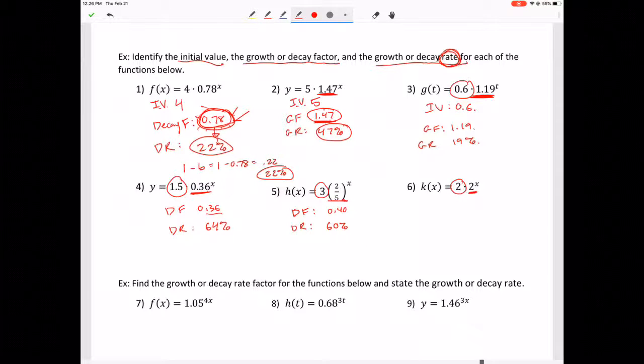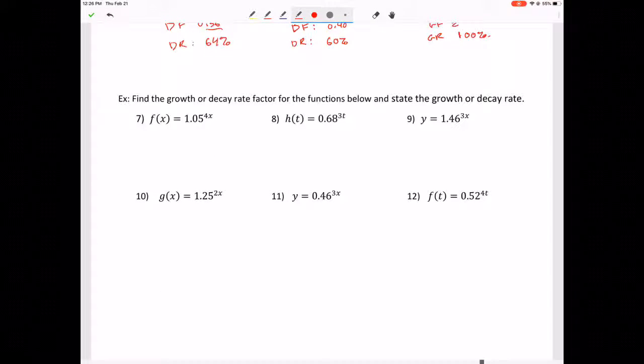Here we have growth. Growth factor is 2, and growth rate is going to be the difference of 2 and 1, which is going to be 1 or 100%. Okay? Okay, and then this is the new stuff that you haven't covered before.